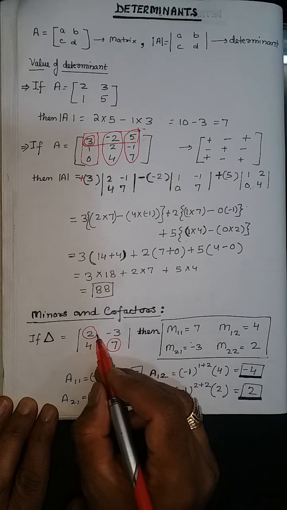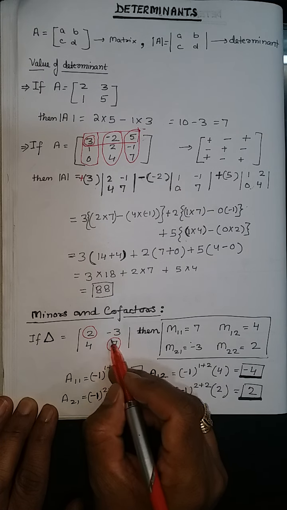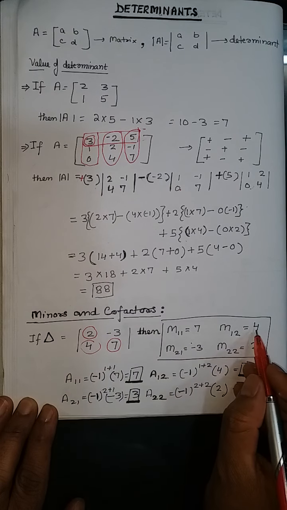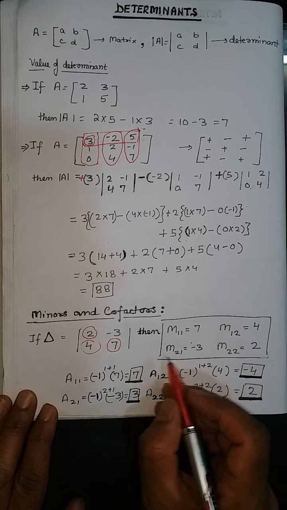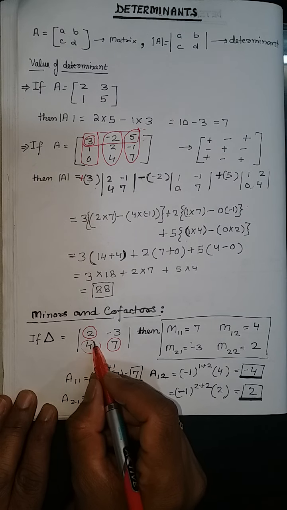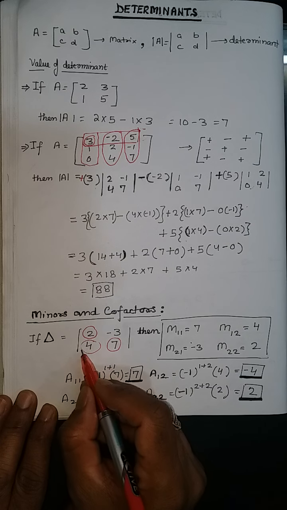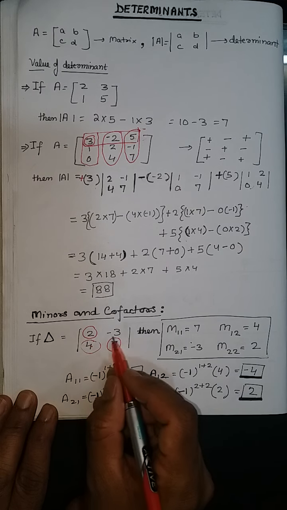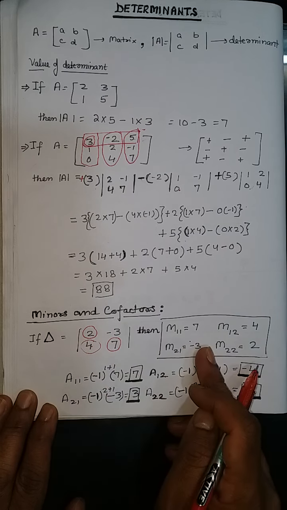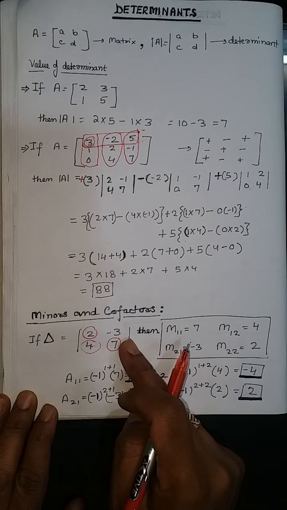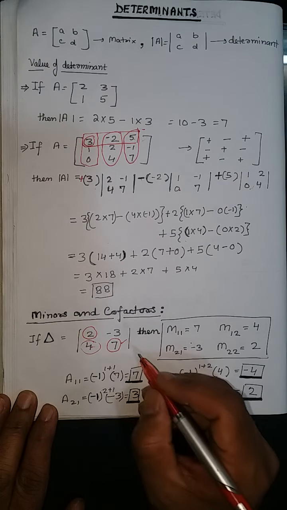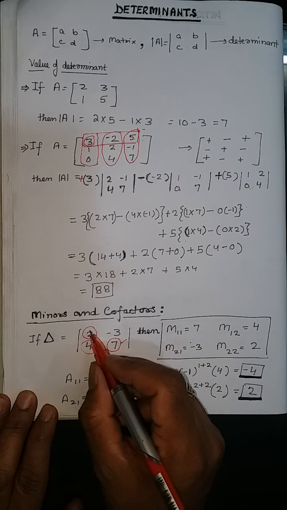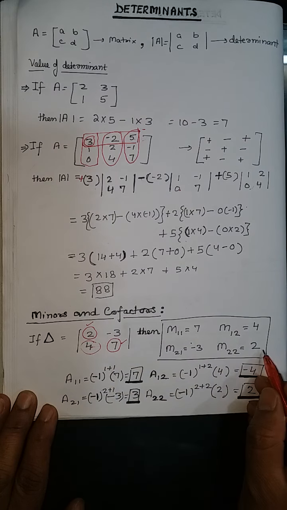What will be the minor of first row and second column? That is, I am talking about 3, minus 3. So leaving this row and this column, 4 will be the answer. Now second row, first column. That is, we are talking about 4. What is the minor of 4? It will be opposite to this, that is minus 3. Leaving this row and this column, whatever is left is the answer. Second row, second column means we are talking about 7. Leaving the row of 7 and the column of 7, we are left with 2. So whatever is left is the answer.